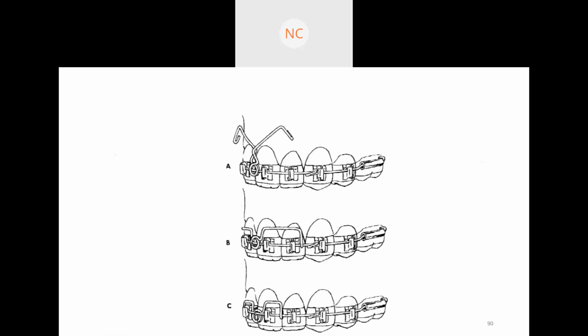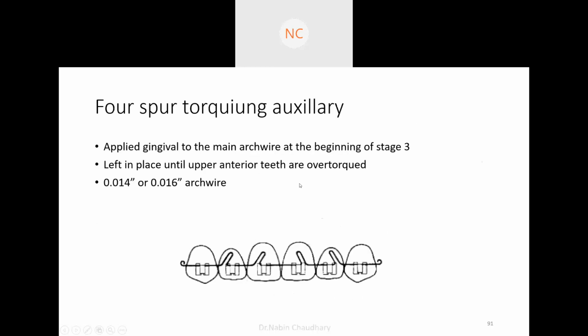So there are different modifications of the uprighting spring. For example, in this case, the uprighting of the central and lateral incisor is achieved simultaneously. There is another auxiliary, that is the four torquing auxiliary, and it is made from 0.014 inch to 0.016 inch as well. It has four vertical loops, and it is used for the palatal torquing of the four anterior teeth.